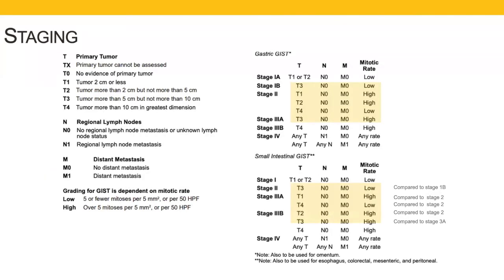Okay, so the staging of GIST, I just drew this straight from NCCN guidelines, but just to focus in on a couple of things. The T stage is determined by the size of the tumor. And then the N stage is determined by whether or not there are nodal metastases. It's black or white. You either have them or you don't, which is different than a lot of the other cancers we talk about. And it's the same with metastatic disease. You either have metastatic disease or you don't.